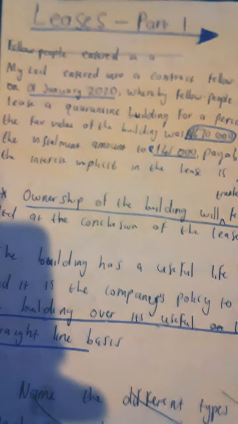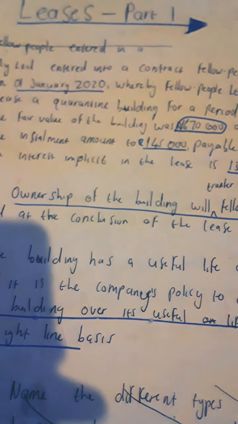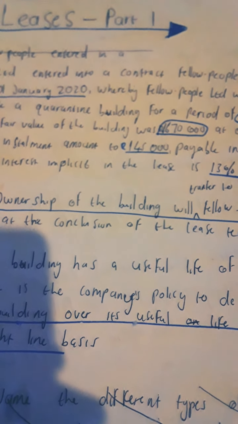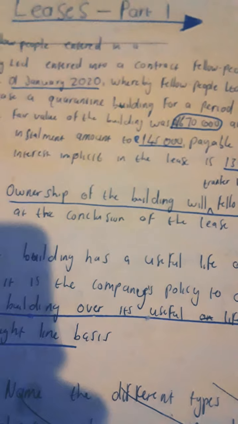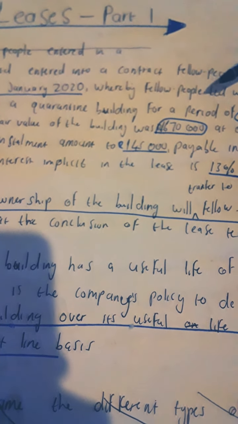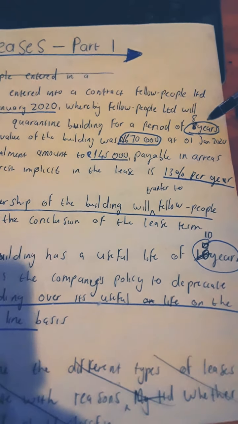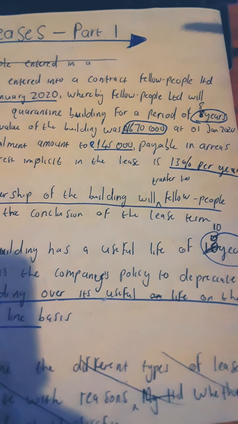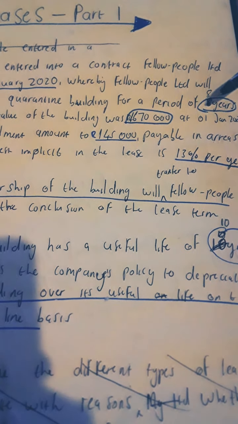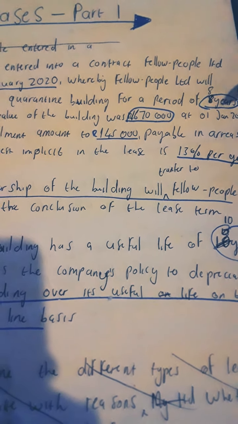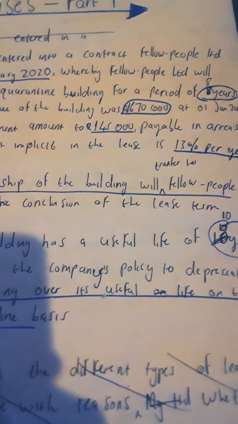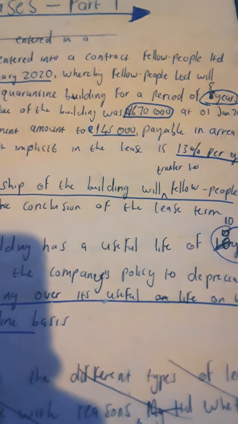This is a question I prepared for you guys. My Ltd entered into a contract with Fellow People Ltd on the 1st of January 2020, whereby Fellow People Ltd will lease a quarantine building for a period of 8 years. The fair value of the building was 167 million at 1 January 2020. The installment amount is 145,000 payable in arrears.